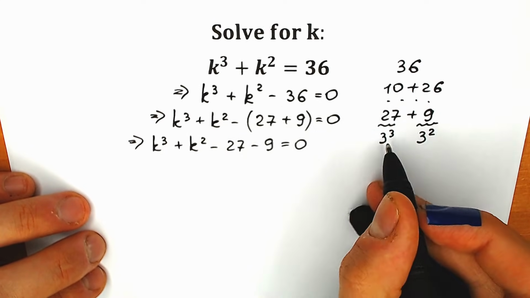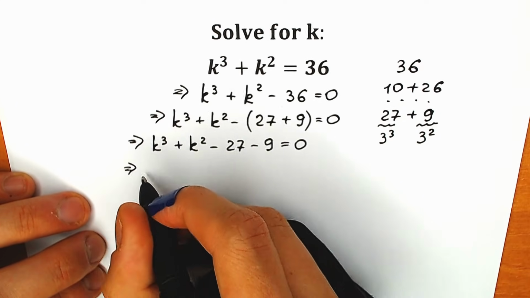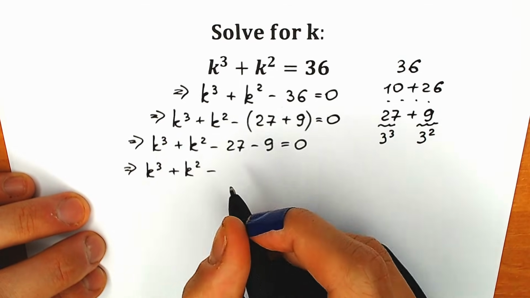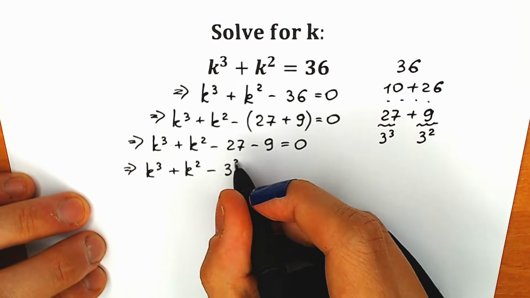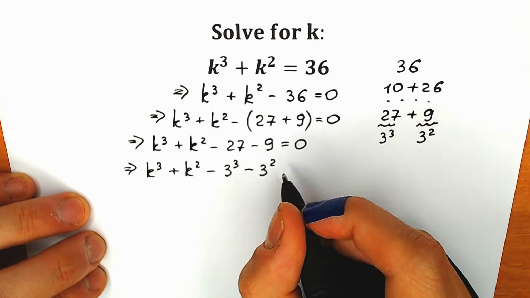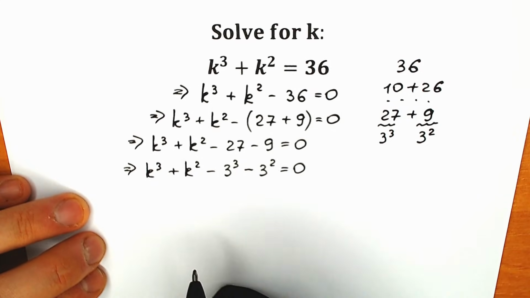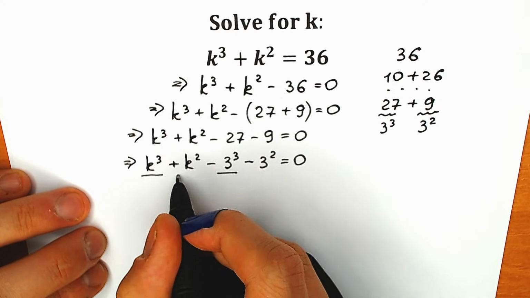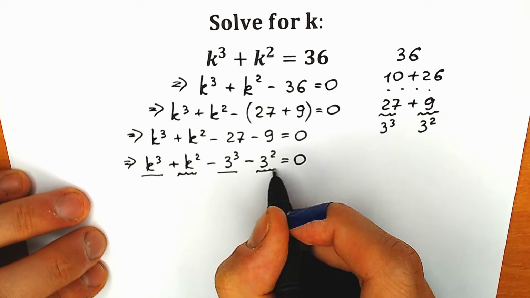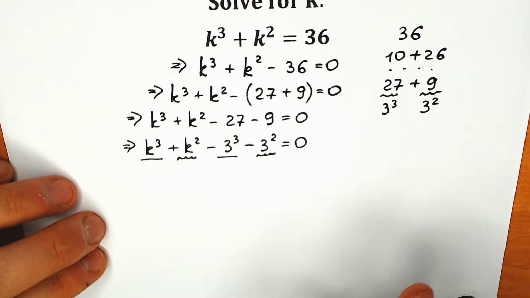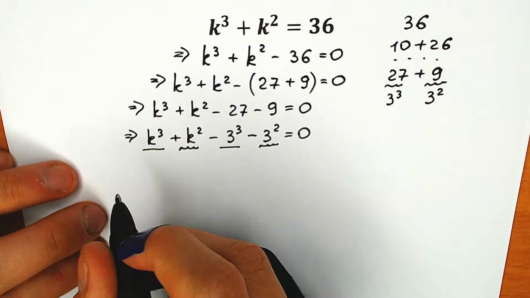So 27 can be written as 3 cube, and 9 can be written as 3 square. So we have k cube plus k square minus 3 cube minus 3 square equal to 0. Right now, we have k cube and 3 cube, k square and 3 square. That's why we split the 36, because now we can easily group our cubes and our squares.